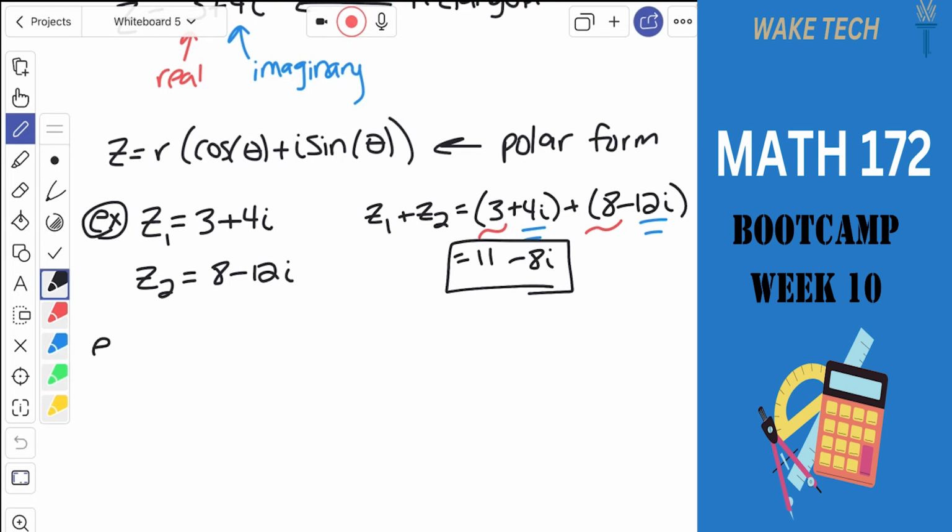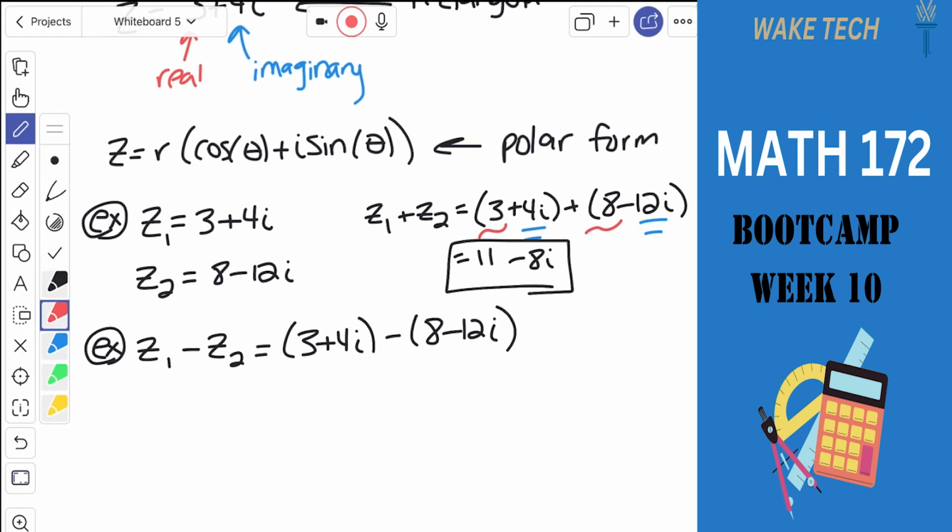To subtract them is actually the exact same process except using subtraction. Z1 minus Z2 would be 3 plus 4i minus 8 minus 12i. We'll subtract the real parts. 3 minus 8 is negative 5. And 4 minus negative 12, that's really plus 12. So it's plus 16i.